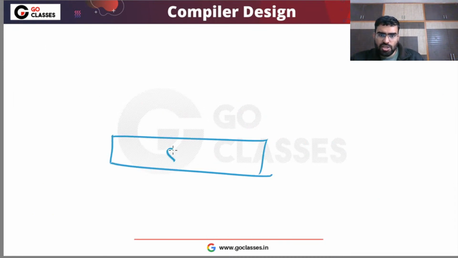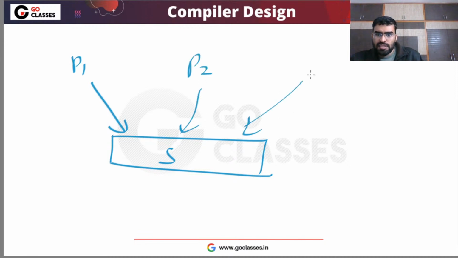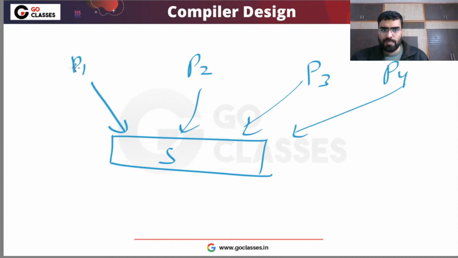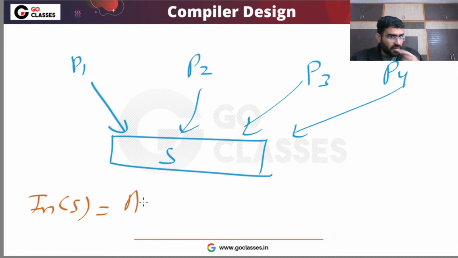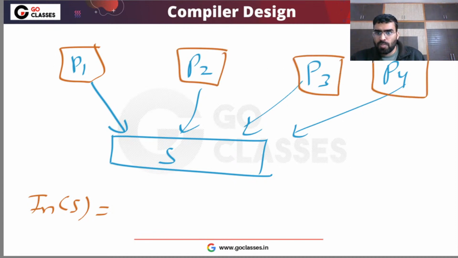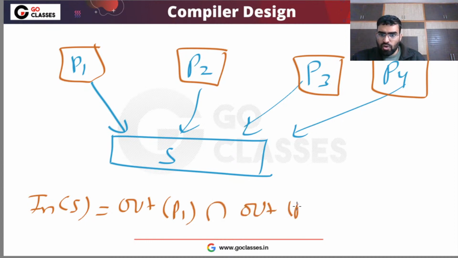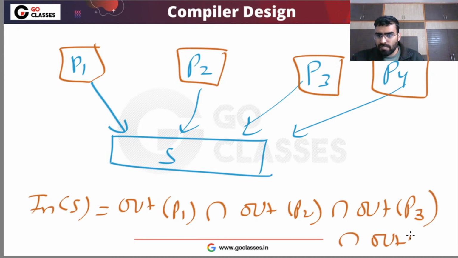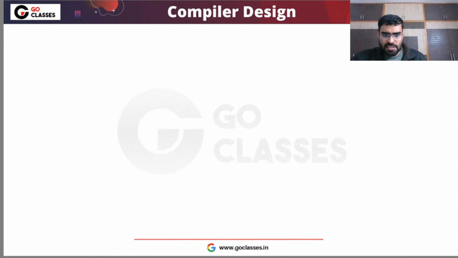If this is your statement s, let us assume this is point P1, this is point P2, this is point P3, and this is point P4. Then what is IN of s? That will be OUT of P1, intersection OUT of P2, intersection OUT of P3, intersection OUT of P4. Yes or no? So finally this equation you will get.